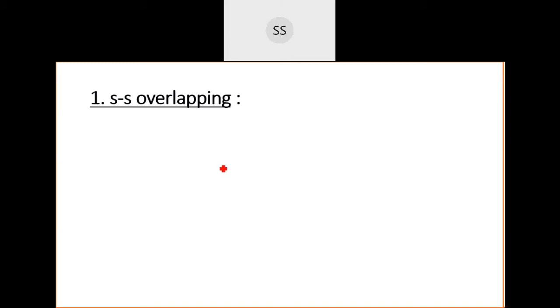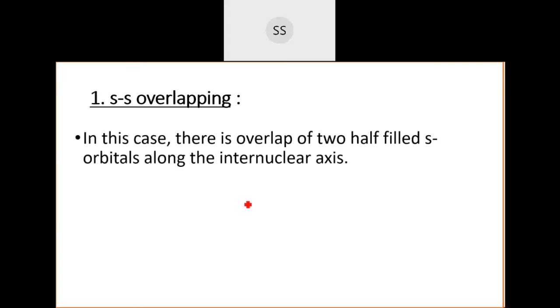S and S overlapping means where one s orbital, that is one half-filled s orbital, combines with another half-filled s orbital. Then such type of overlapping is called SS overlapping. So in this case, there is overlapping of two half-filled s orbitals along the internuclear axis. Like I gave you the example of the hydrogen molecule itself.